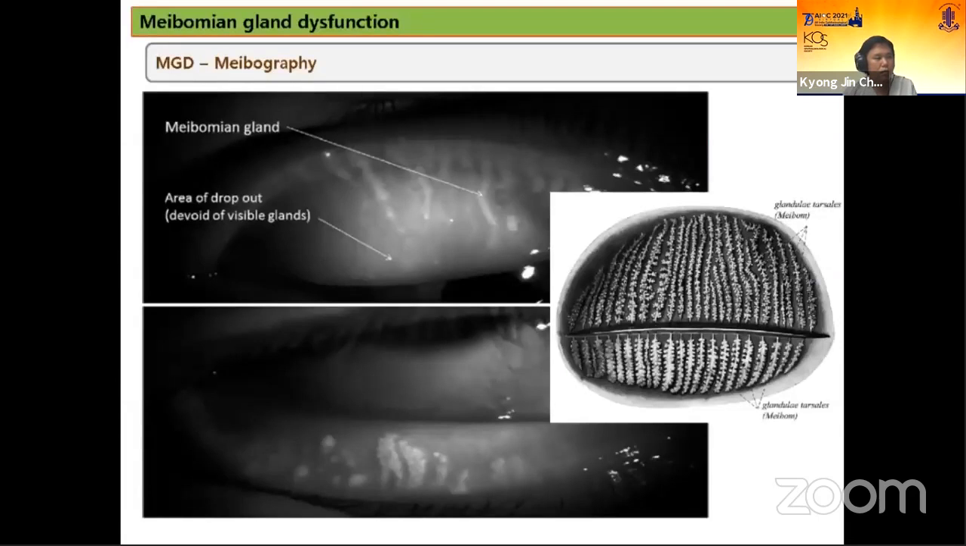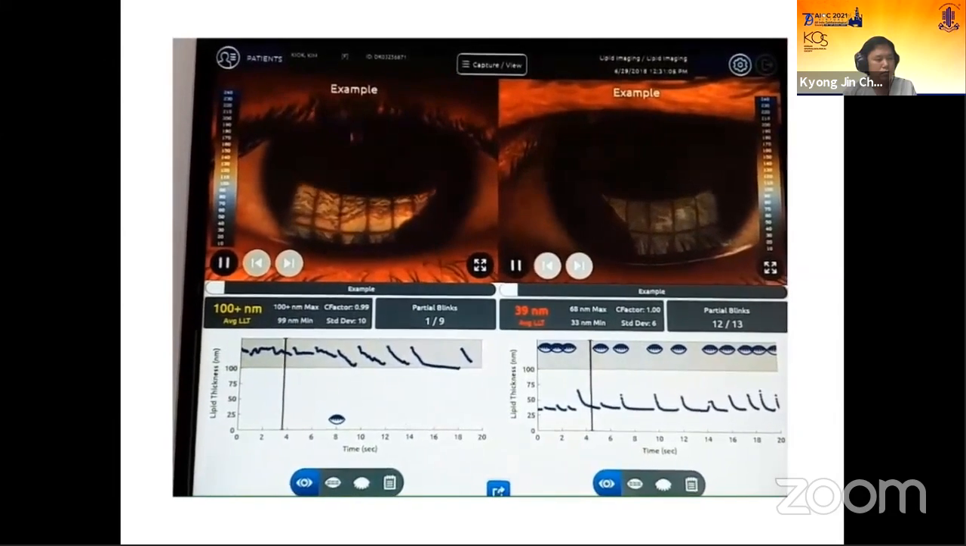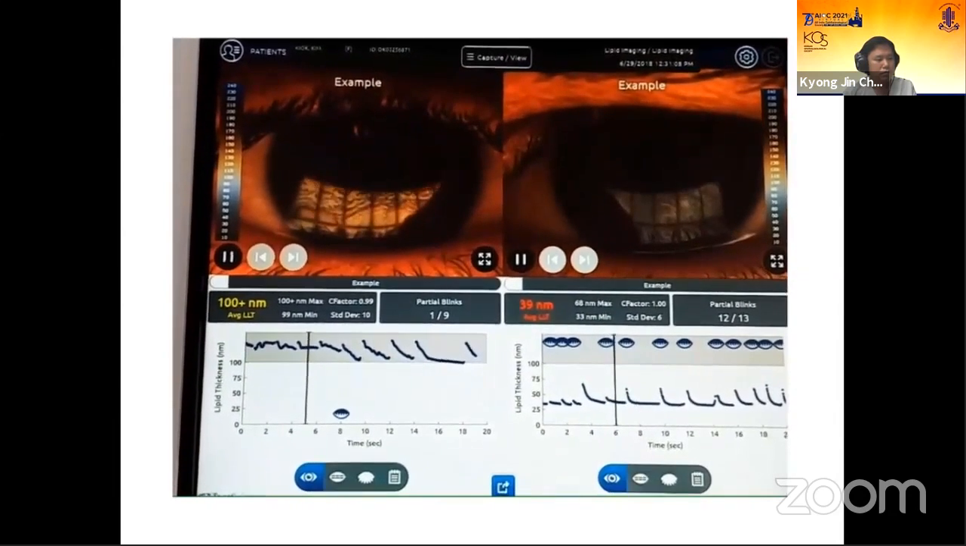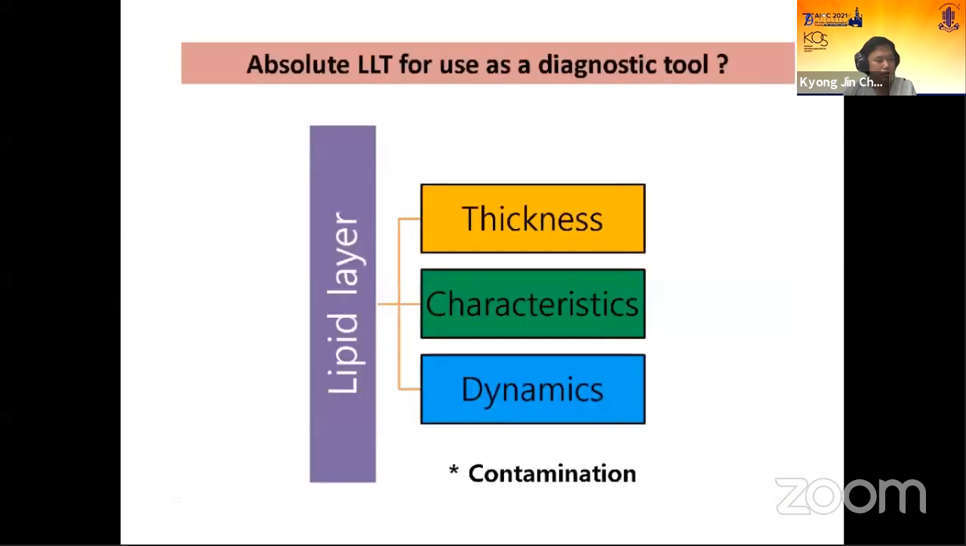Meibomian gland dropout is observed on meibography in MGD patients. The interferometry principle can be used to measure the lipid layer thickness in tears. Can MGD be diagnosed by lipid layer thickness alone? In tears, thickness is important for the lipid layer, but lipid characteristics and dynamics are also very important. In addition, care must be taken to avoid contamination of lipids in tears during the examination.